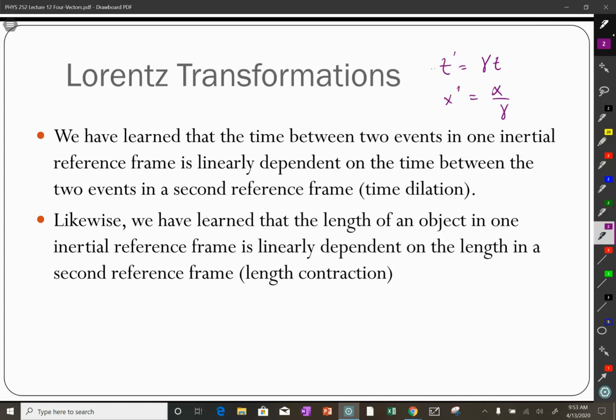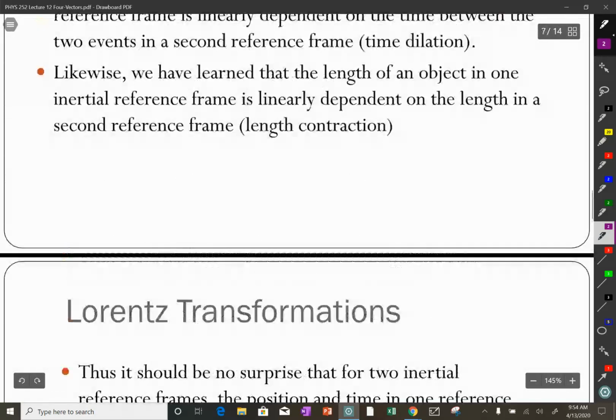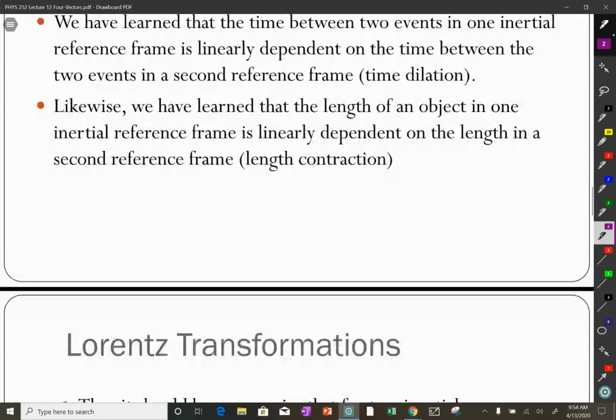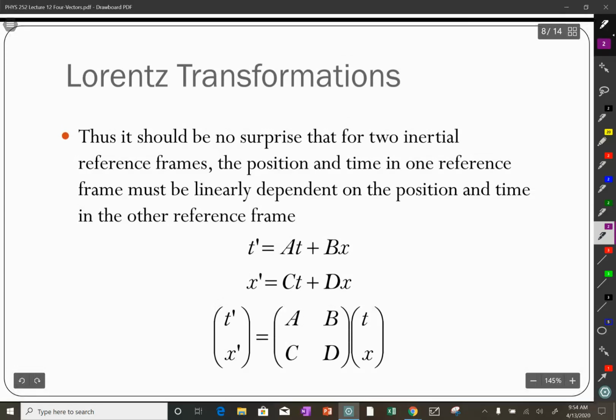So we're going to use these Lorentz transformations with just plain general physics things to develop something cool. Actually, the Lorentz transformations are the end result of time dilation and length contraction. So for two inertial reference frames, the position and time in one reference frame should be linearly dependent on the position and time in the other. So here's a way of writing linear dependence. t prime is equal to some constant multiplied by time plus some constant multiplied by position. And likewise for x prime.